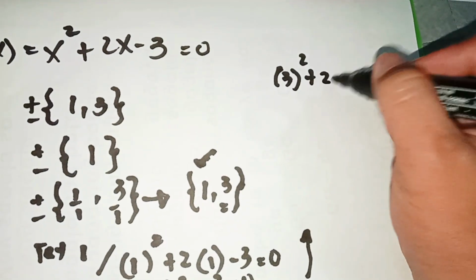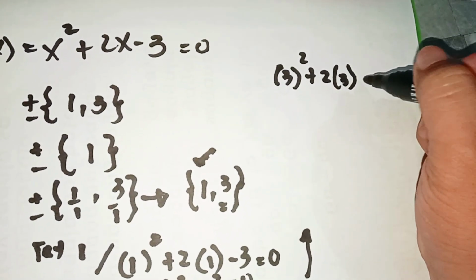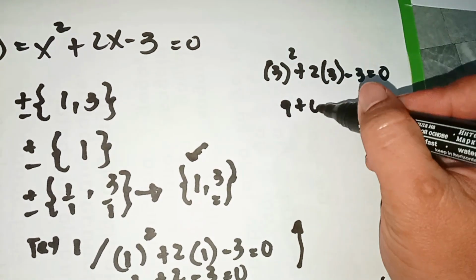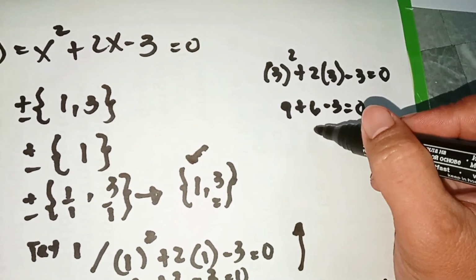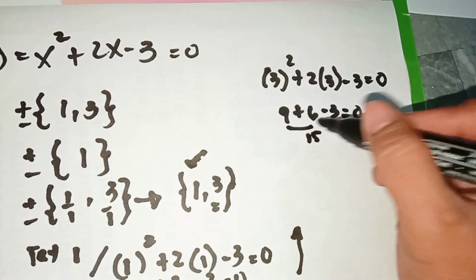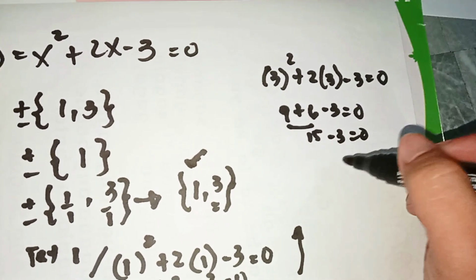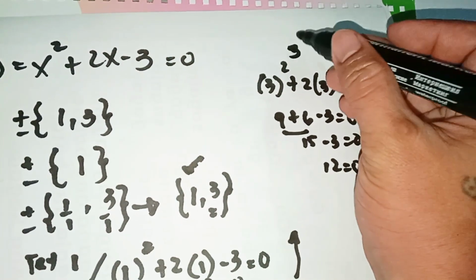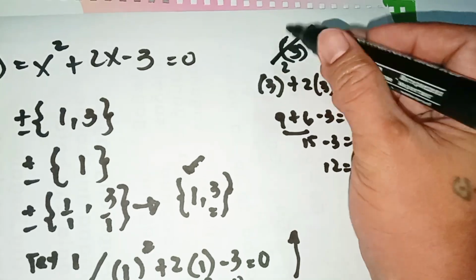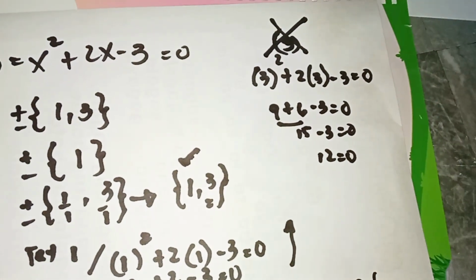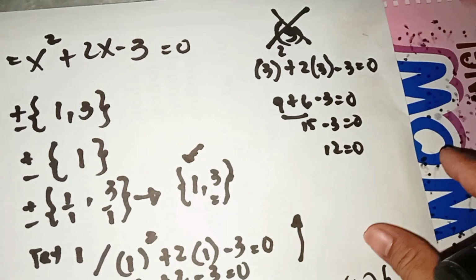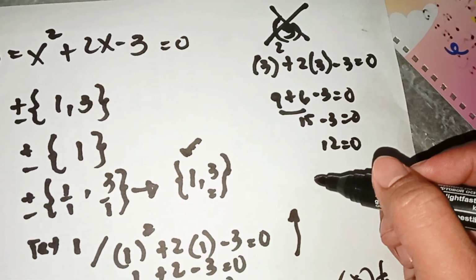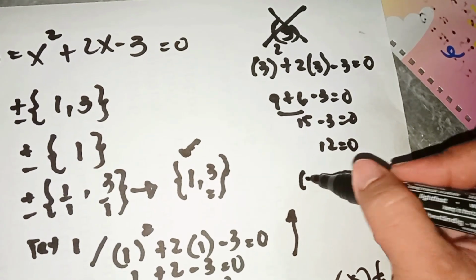So now I'm proceeding with the 3, so I'll try the positive 3. So 3 squared plus 2 times 3 minus 3 is equal to 0. Then 3 squared is 9 plus 2 times 3 is 6 minus 3. 9 plus 6 is 15, then minus 3 is 12. So 12 is the remainder, therefore this is too far from 0, so 3 is not a root of this polynomial function.